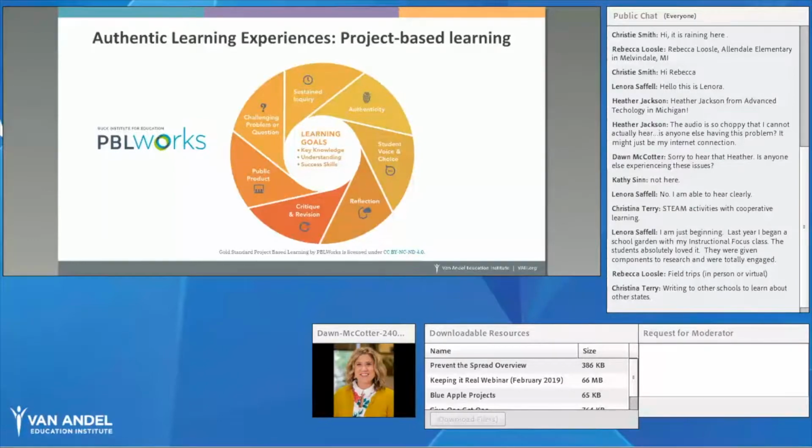So I want to share, and maybe this is very familiar to you, the Buck Institute for Education's theory of good project-based learning. They call this the gold standard PBL. This is what we use here at the Van Andel Education Institute to build our project-based learning projects. You can see that the content, the learning goals, are in the center. On the outside are the pieces that are a part of good PBL.